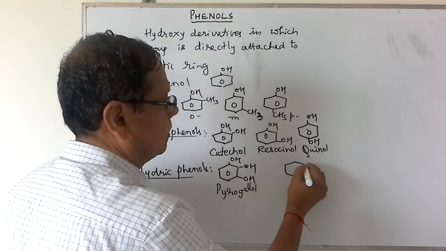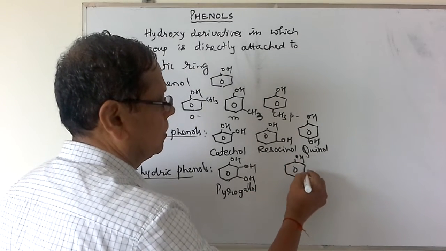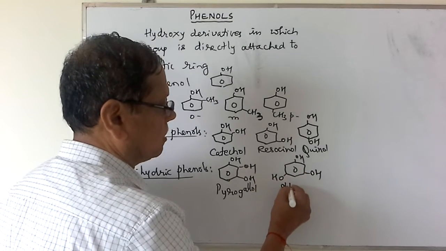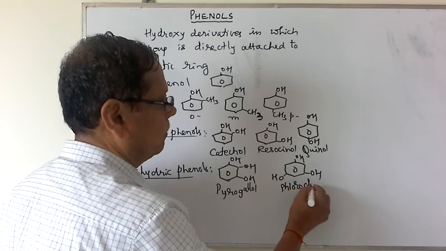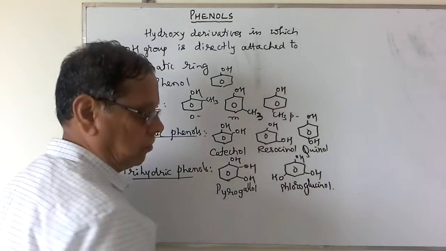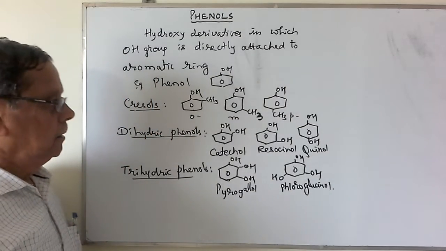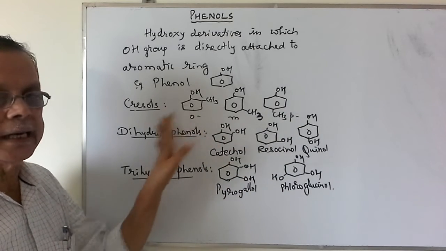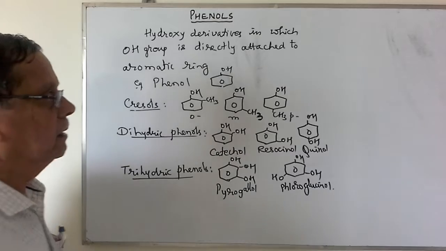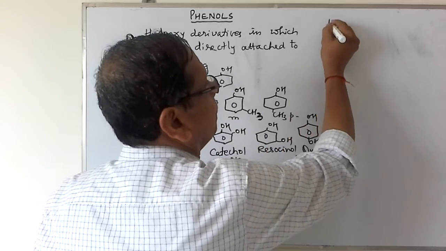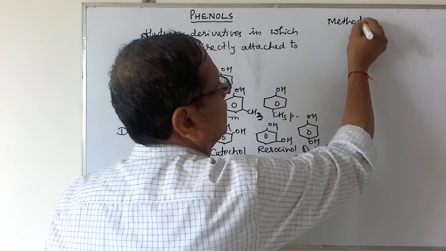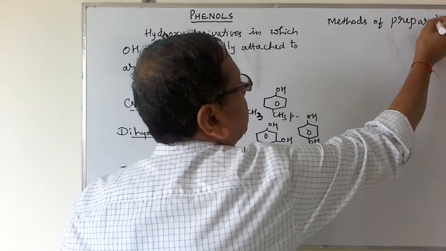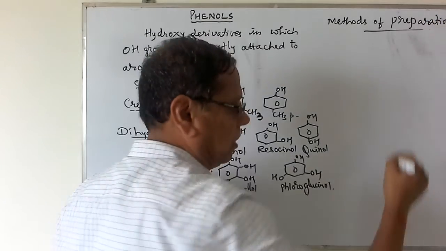Similarly, we have this compound containing OH and OH in the 1, 3, 5 positions. This is called phloroglucinol. So these are the various examples of the phenols in which we observe all the OH groups are attached directly to the benzene ring. Then we come to the methods of preparation. There are so many methods available for the preparation of these phenols.